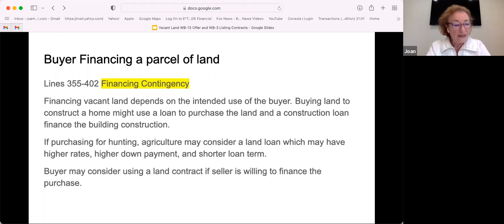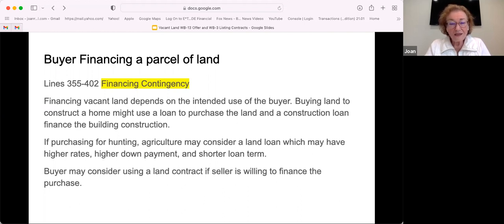But if there's no restriction like that, you can get a lot loan, and then you can get a construction loan to follow with it. There are some lenders that are good for vacant land and some that really don't have much experience with vacant land. So do your research to help your buyer find a good lender that understands the construction loan and the lot loan. If your buyer is just buying undeveloped land, say for agricultural purposes or for hunting, which doesn't require much development, he could consider a land loan.